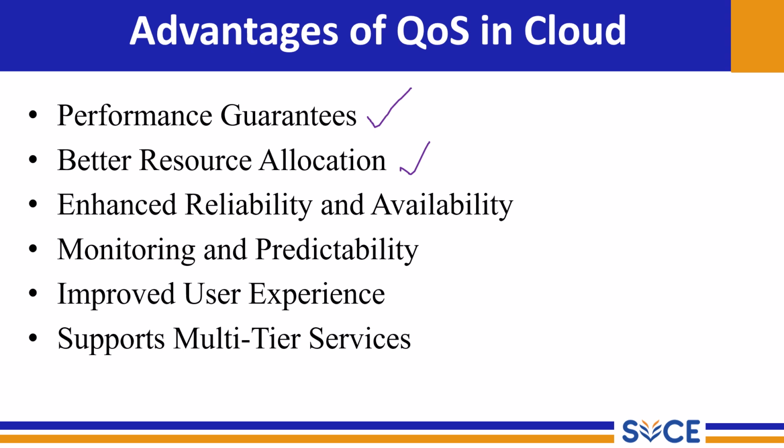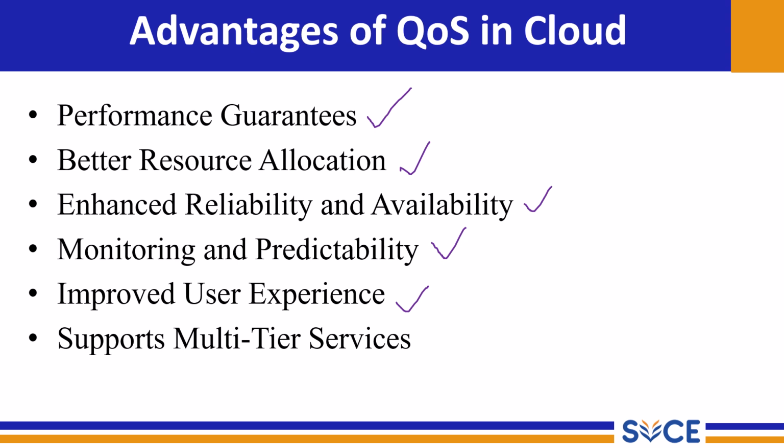And enhanced reliability and availability. So it reduces the likelihood of system failures or service degradation, and supports SLA by maintaining consistent performance. And monitoring and predictability, which ensures better control and tracking of resource usage, and provides metrics for auto scaling and forecasting, and improved user experience, so low latency and high throughput for the end users.